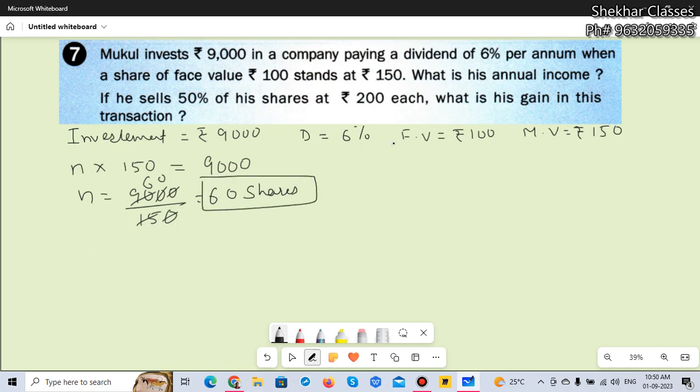Now the question is, what is the dividend that he has? Dividend is 6% of the face value, which is how much? 100 rupees, which is going to be rupees 6. So on one share he is getting how much dividend? 6 rupees. How many shares does he have? He has 60 shares. So this is the dividend on one share.